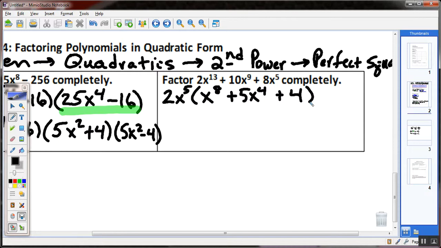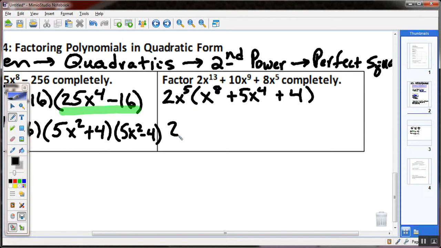And here's how this works. It's kind of the same thing. This is kind of like 1x squared out here, but it's really 1x to the what, kids? 8th power. Help me here. Can you guys think of two numbers that add to 5 and multiply to 4 at the same time? Add to 5, multiply to 4 at the same time. 1 and 4.